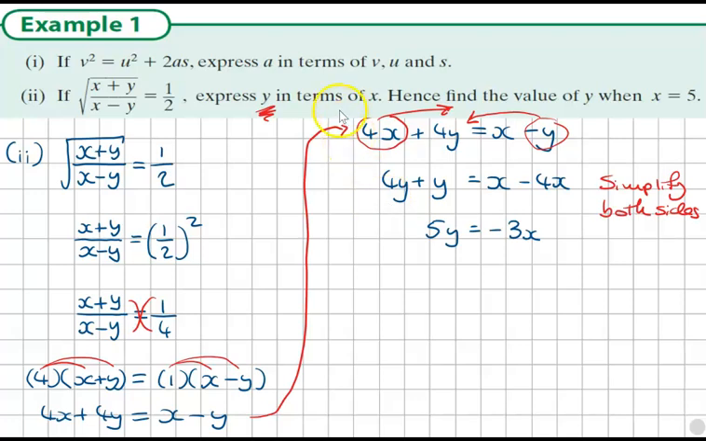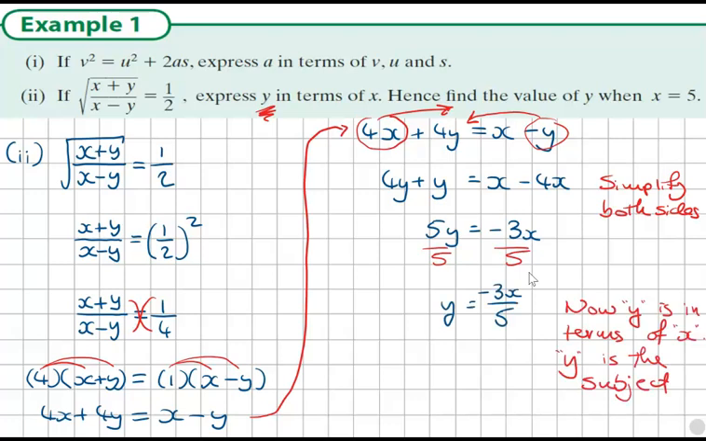I'm just going to go back to the question. It says express y in terms of x, which means get y on its own, make y the subject. So I'm nearly there. I just have to divide both sides by 5. And I get y is equal to minus 3x over 5. Now y is in terms of x. y is the subject.